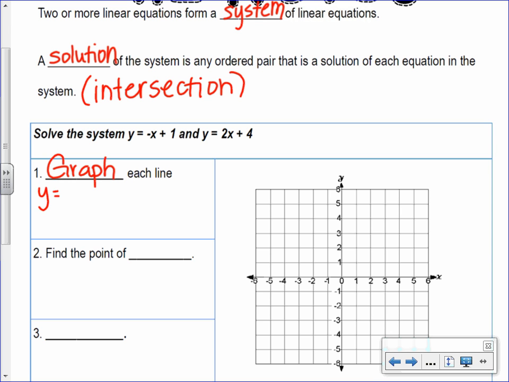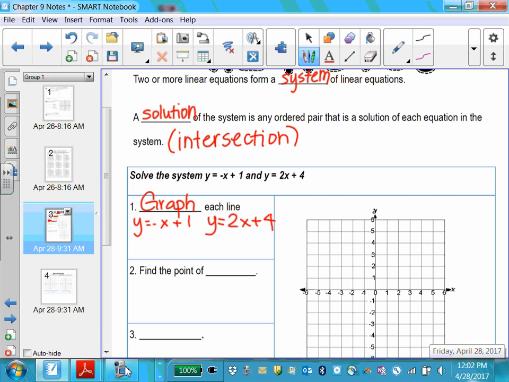I would like you to graph y equals negative x plus 1 and y equals 2x plus 4. If you get confused and you want to use 2 different colors, like maybe a pencil line and a pen line, that's fine. But you don't have to. Right now you should be graphing 2 lines on your graph right here. So go ahead and graph those 2 lines.